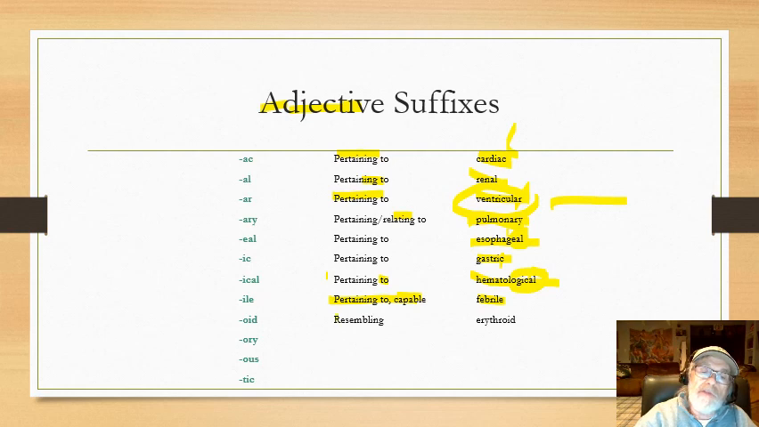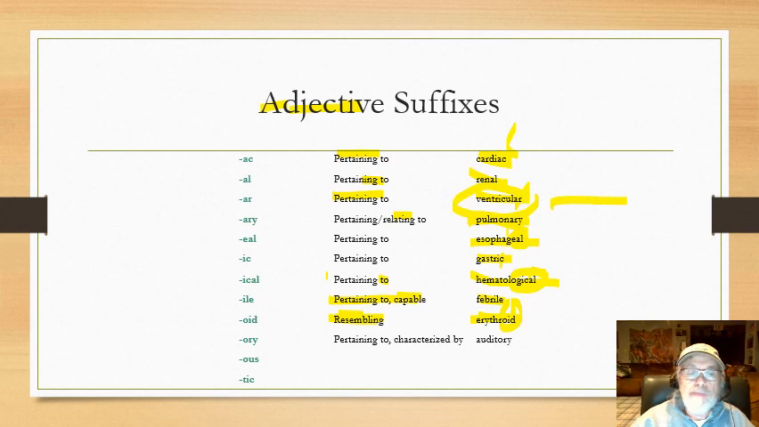OID, this is one that's different, means resembling. Erythroid. Sometimes people get a red colored rash. Erythro means red, okay? So erythroid rash would be a red colored rash. What's the noun? Rash. But what type of rash is it? It's erythroid. It's red colored. So OID means resembling. Erythro means red.